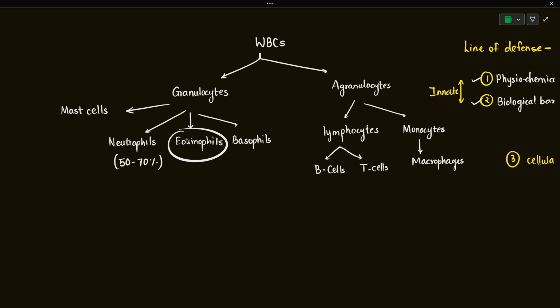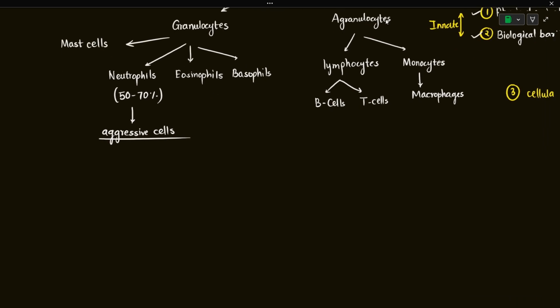But eosinophils also have somewhat phagocytic characteristics. But the most aggressive phagocytosis seen in the cells is by the neutrophils. So the neutrophils are very aggressive cells, because the phagocytosis shown by them is quite aggressive in nature. They are going to kill the pathogens immediately. That is why they are needed immediately after the infection. That is why they are the first cells to arrive at the site of injury.